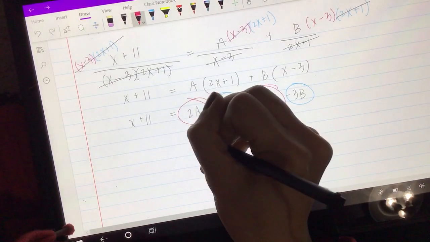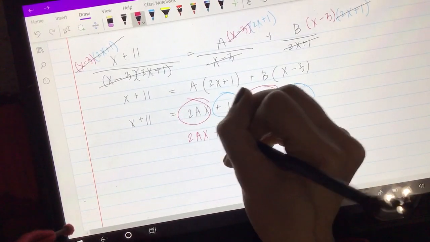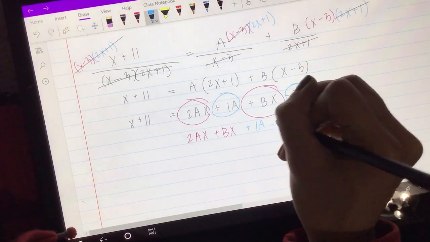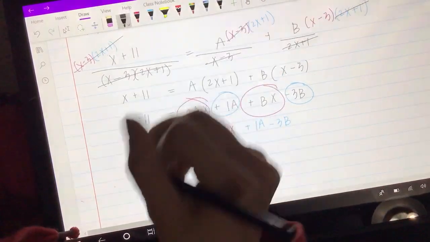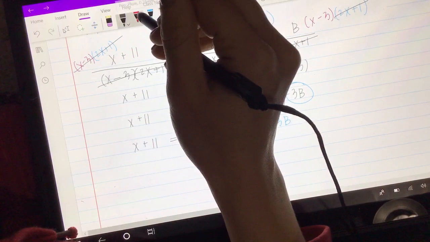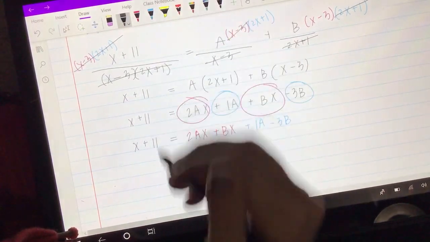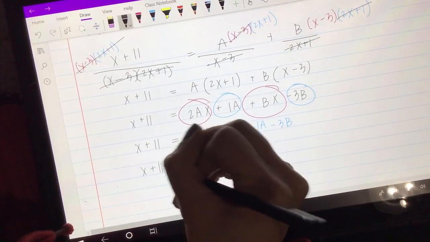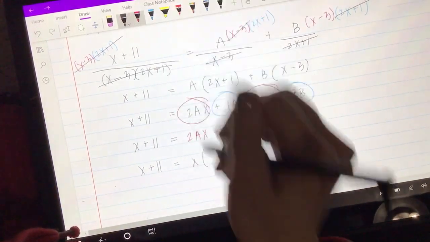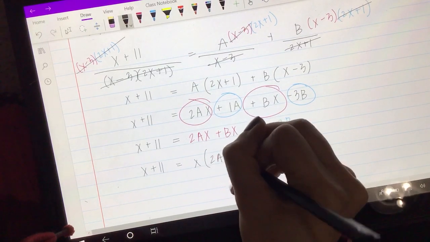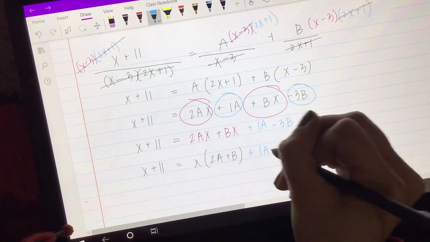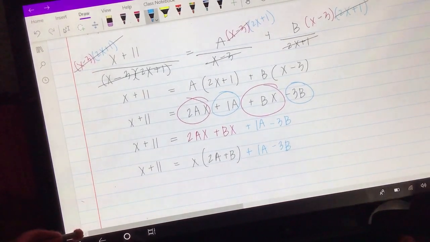So we have 2ax plus bx plus 1a minus 3b. Okay, remember, for our x terms, you have to factor out the greatest common factor, which is the x. So we are left with 2a plus b. Our constants, you can just leave those alone for now.